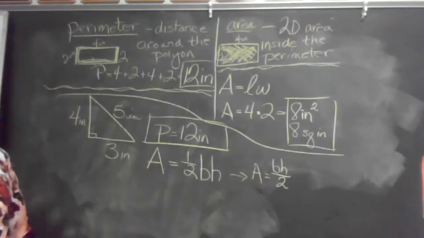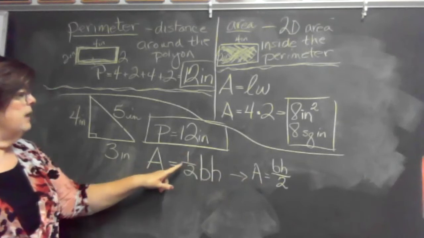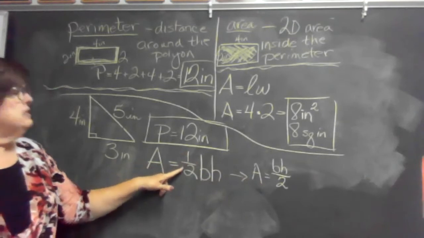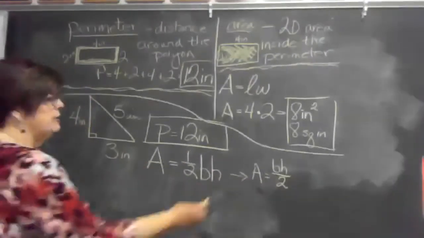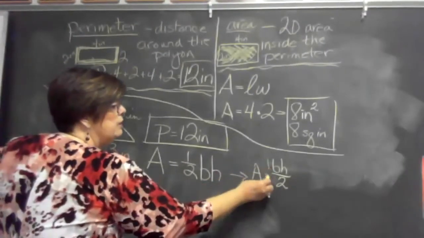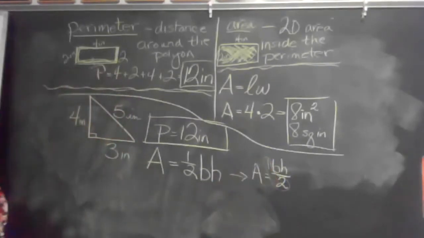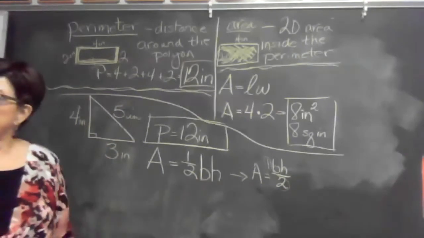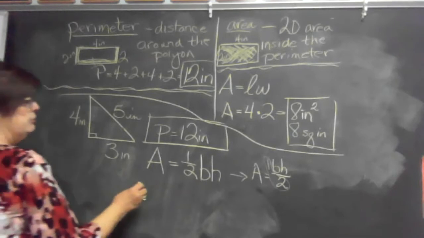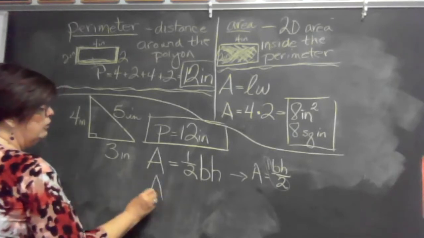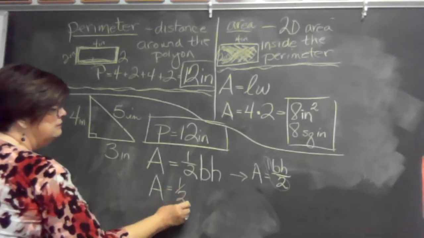But think about this when you go home: multiplying by 1/2 is the same thing as dividing by 2. See the invisible 1 up here? So there's your 1/2 base times height, and that's why this is the same. But let's use the one that's on your formula chart. We're going to explain what all these pieces are. We know what 1/2 is.